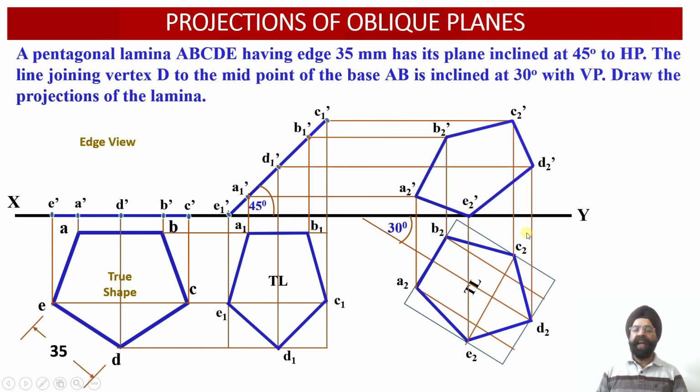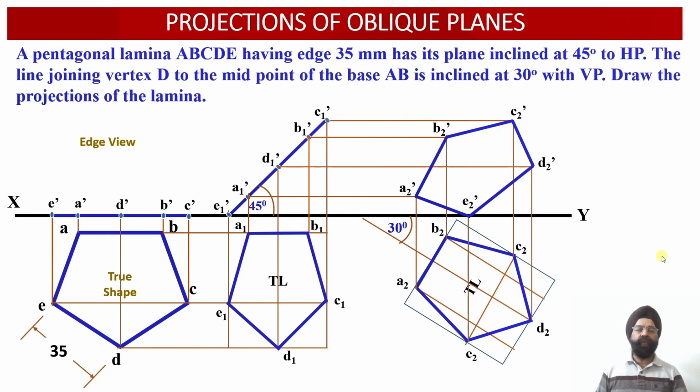So this way, the front view projections of A2 dash, B2 dash, C2 dash, D2 dash and E2 dash points have been obtained. Once we join these points, we are able to obtain the front view apparent shape projection of this pentagonal lamina, which happens to be inclined with respect to HP at an angle of 45 degree and VP at an angle of 30 degree. So this way we have been able to evaluate the front view projections as well as the top view projections of an oblique pentagonal lamina which is inclined to the horizontal plane as well as the vertical plane.